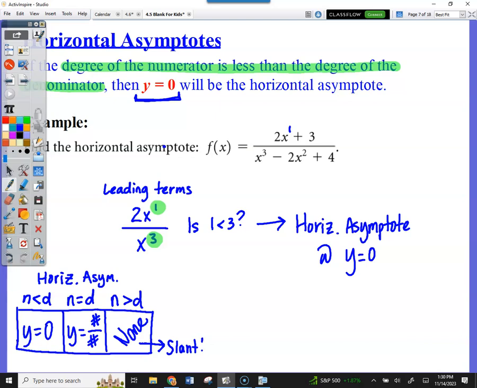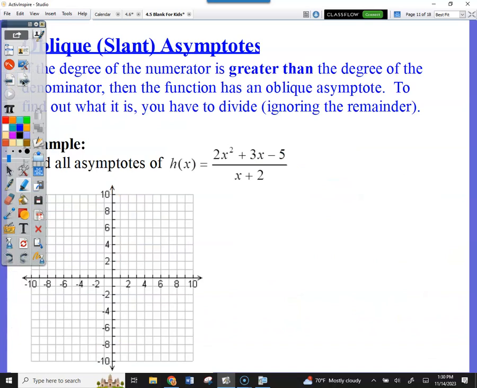So what was the slant here? It's a trick question. There was none. Which means on the My Math Lab, you would have to select the box: there is no slant asymptote. And it's because there is a horizontal asymptote instead. Alright, so now let's practice how to find the slant.